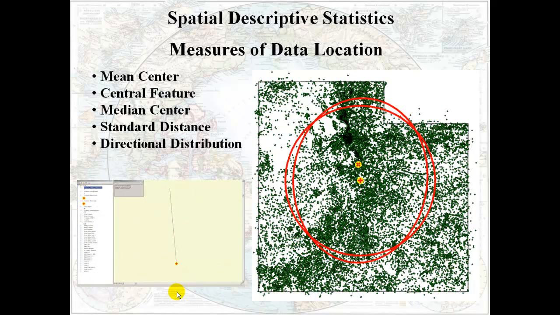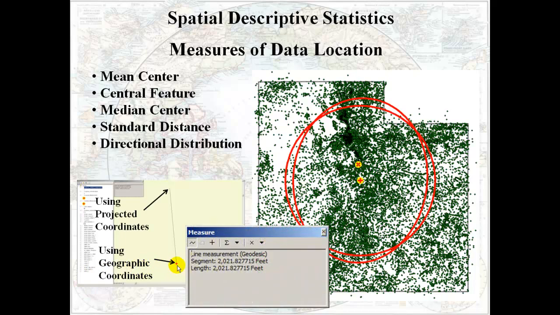Like I warned you about earlier in this video, you can do the calculations using geographic coordinates, and you can do them using projected coordinates. If you use geographic coordinates for the mean center, you get this point. If you use projected coordinates for the mean center, you get this point here, and you can see that there's a 2,000 foot difference between those two calculations. So if 2,000 feet, which is almost half a mile in this case, makes a difference to you, make sure you don't use geographic coordinates, use projected coordinates.